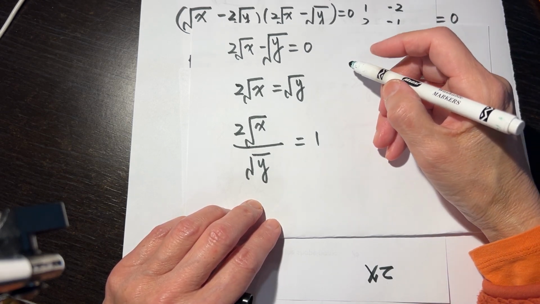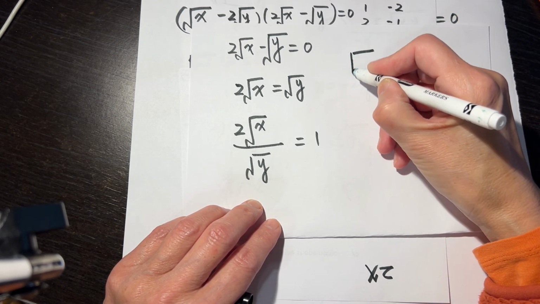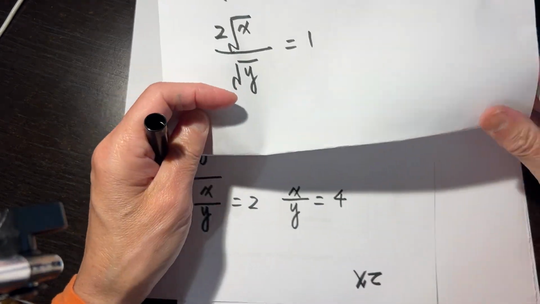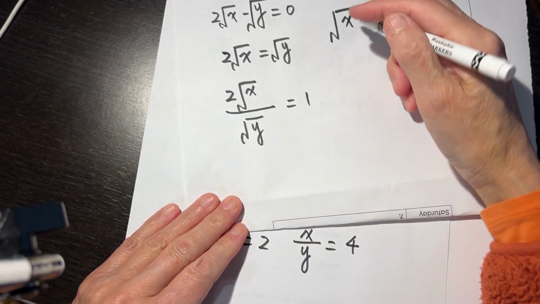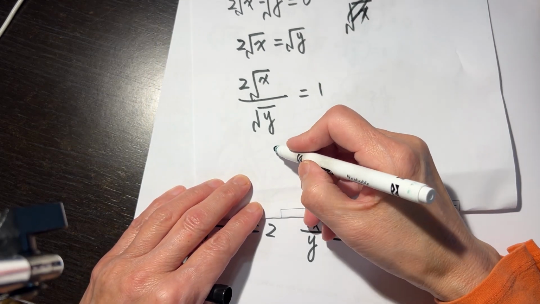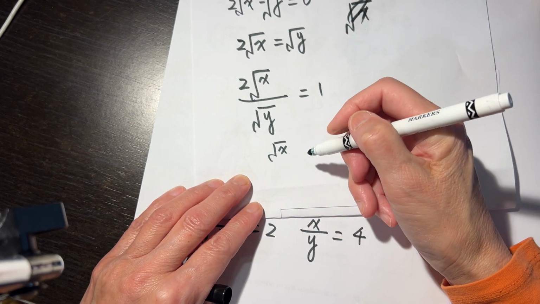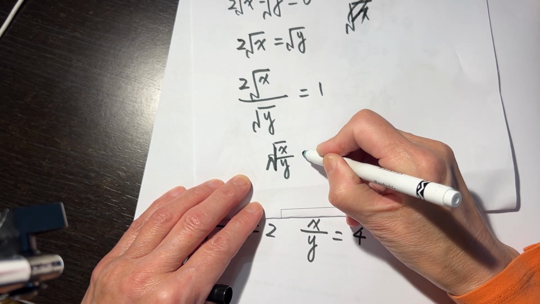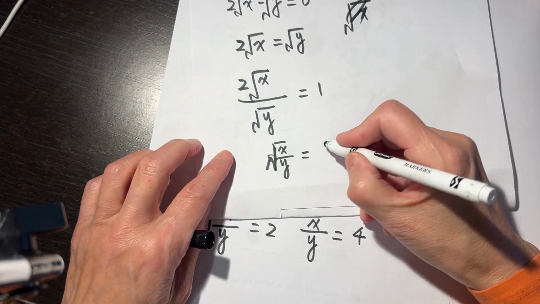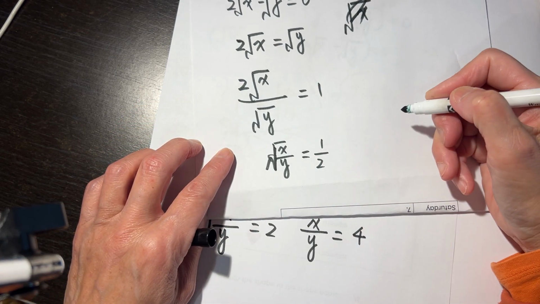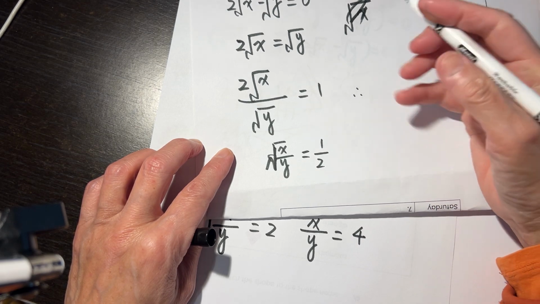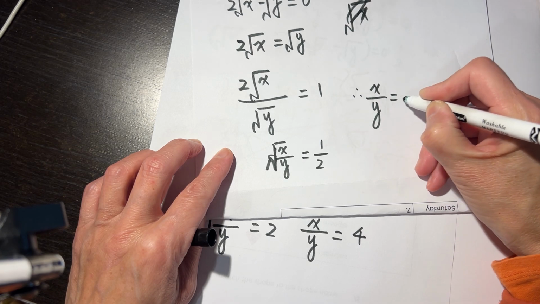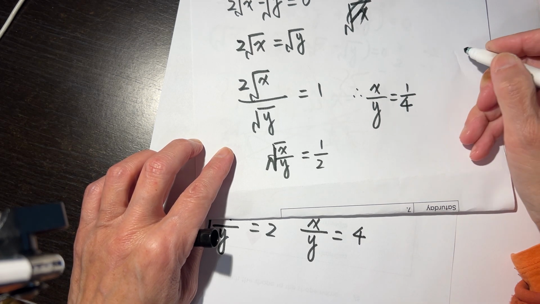So root x, okay, I write this way. Root x over y equals 1 over 2. So x over y equals 1 over 4.